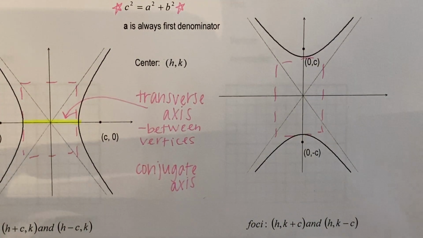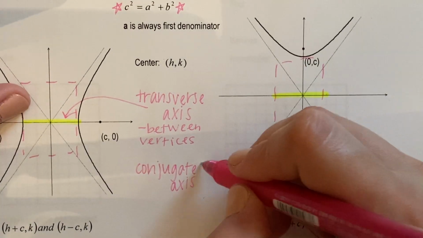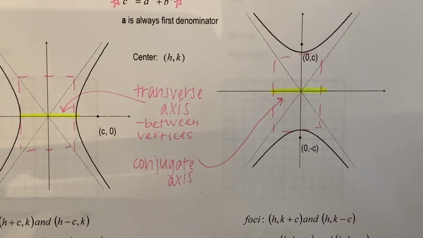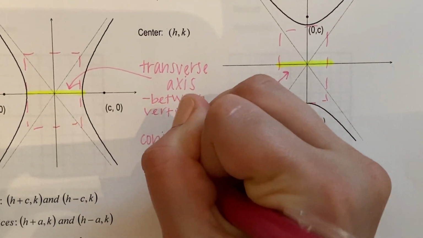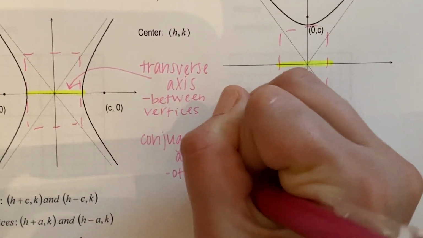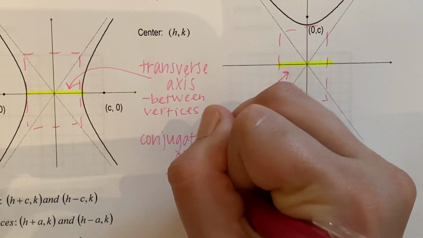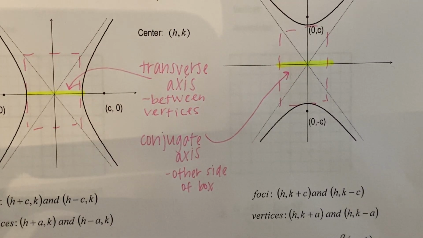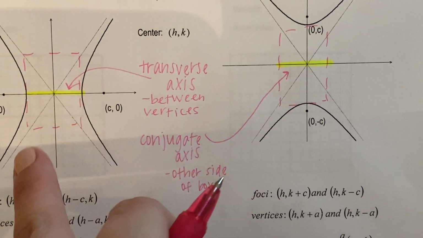The conjugate axis is going to be the other side of our box. So you're not actually going to be able to see this one on a graph because again, our box is imaginary. I'm gonna write other side of the box. I know that's not mathematically sound, but that's what we're doing. So the conjugate axis is the other side of the box. So the conjugate axis on this one will be up and down.